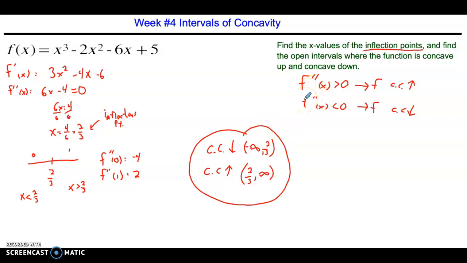And that's a quick rundown on intervals of concavity.